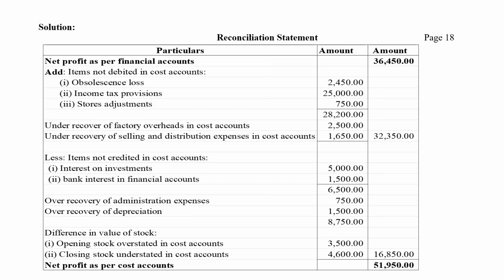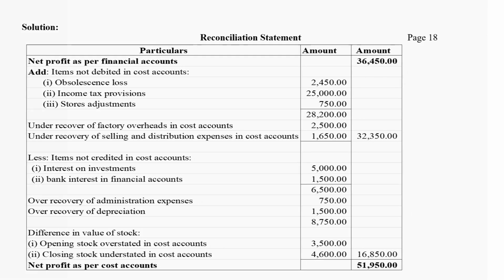Reconciliation statement. Start with the profit as per financial statement, 36,000. Then add the items, because the base we started with is the profit as per financial statement. Add back items to reach the costing profit amount. That is, add items not debited: add under recovery of factory, add under recovery of selling and administration cost. Total 32,350. Then less items not credited: less over recovery of administrative expense, less over recovery of depreciation, less difference in stock, opening stock overstated, closing stock understated. We got 16,000. Finally we reach the costing amount, the profit as per cost accounts.